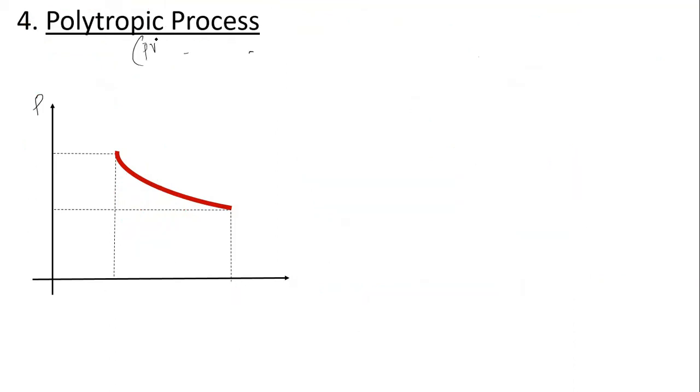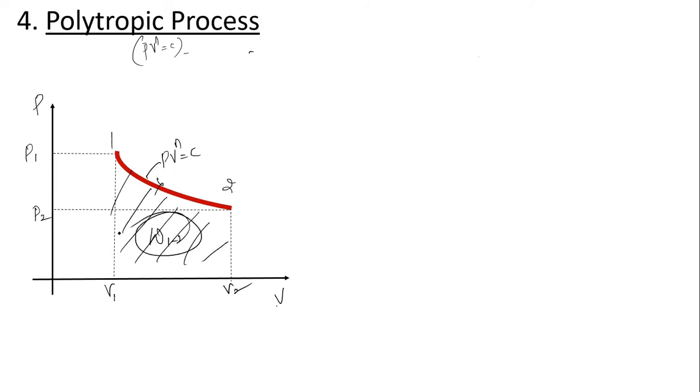Polytropic process, which is governed by the law P V to the power of n is equal to C. In a PV diagram, there is a process whose governing law is P V to the power of n is equal to C. Corresponding pressures P1, P2, volumes V1, V2. Area below the curve is W1 to 2. W1 to 2 for a polytropic process is (P2 V2 minus P1 V1) divided by 1 minus n. This is the work expression for a polytropic process.